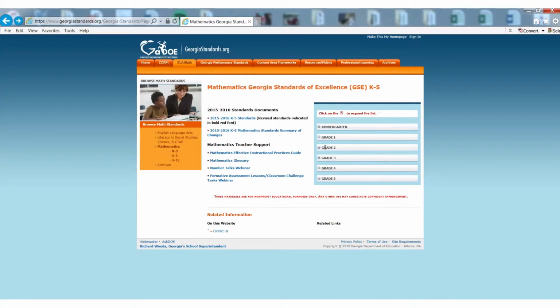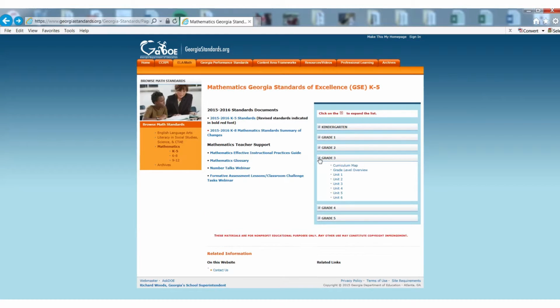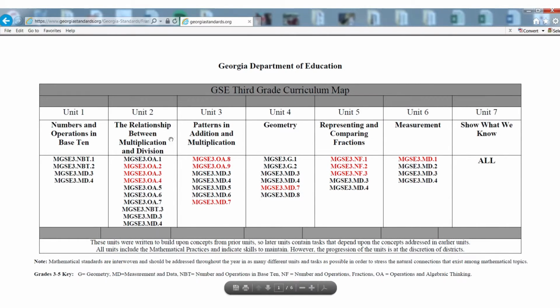Over in the blue box, you can click and open up any grade level, and they all look the same inside the box. There is a curriculum map. The curriculum map shows what is being taught during each unit of the year. And it gives the standards, which right here doesn't make a great deal of sense. The MGSE3 right now, it will shortly. But this gives the basic overview of the way that the standards are being taught and the order they're being taught in.